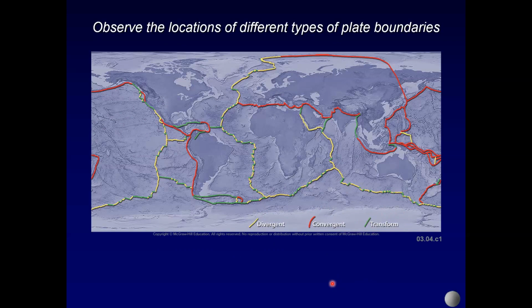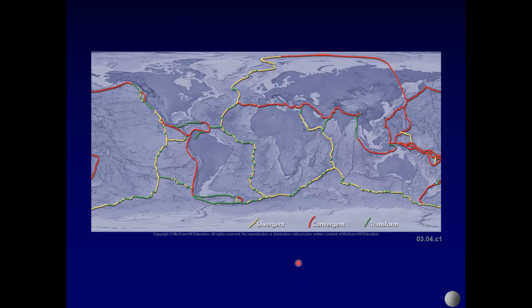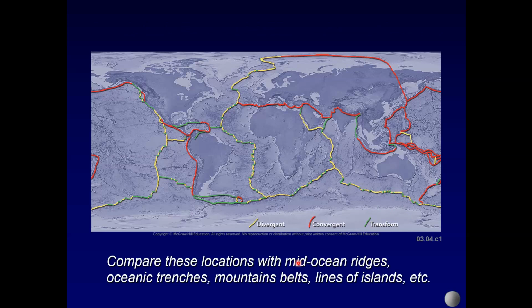This is what your book has. Let me know if you have any trouble, say you're colorblind and the colors don't look right. We can talk about it. There are other forms we can look at. But we can compare these locations with mid-ocean ridges, oceanic trenches, mountain belts, and then lines of islands.